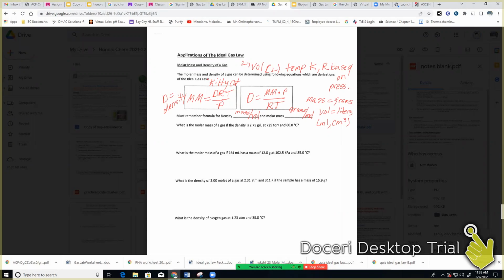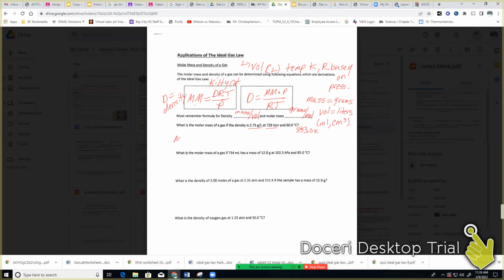All right, so let's work through a couple of those problems. It says, what is the molar mass of the gas if we have a density of 2.75 grams per liter. So my volume's in liters like I need it. Pressure is 729 torr. And then my temperature would become 333.0 K. All right, so I think I have everything I need, and I can just use this formula and fill in.